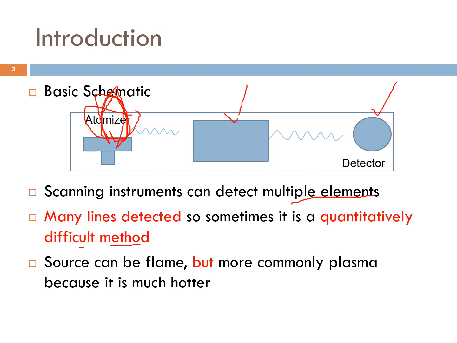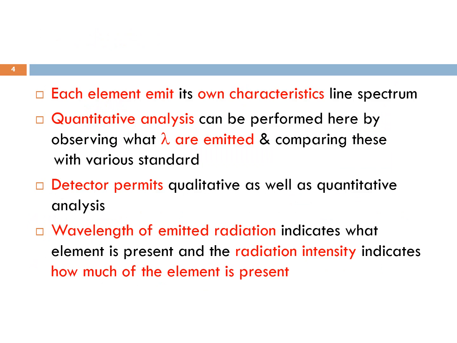So the source can be flame, but more commonly plasma is used because it is much hotter. Plasma ni adalah salah satu atomizer jugalah. And then the temperature for plasma is higher lah if compared to the flame. So each element emits its own characteristic line spectrum.